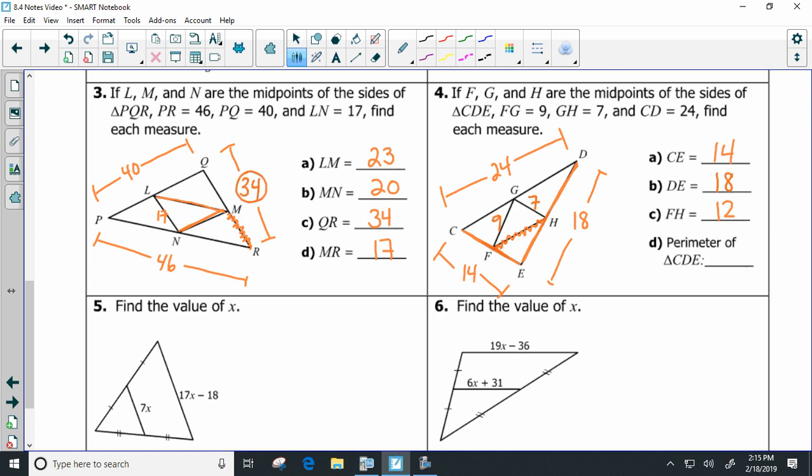And this last little question says, find the perimeter of triangle CDE. Perimeter means add up all around the outside. So if I want to go all the way around CDE, C to D is 24, D to E is 18, and E back to C is 14, so I just have to add those three numbers up. If I take 24 plus 18 plus 14, I should get 56. So the perimeter of that triangle is 56.